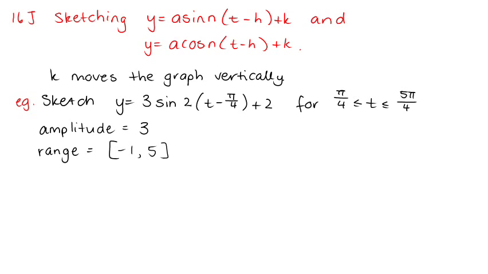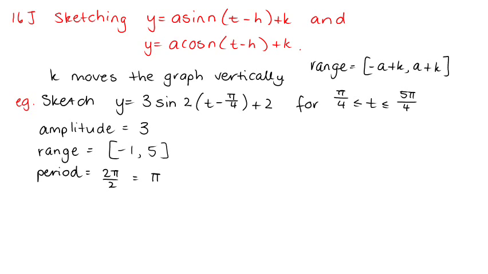So maybe up here I will say the range is now negative a plus k to a plus k, because you're moving it vertically, so the range is changing. Okay, what's the period? 2 pi over n. N is our 2, so you get 2 pi over 2. So that's pi.